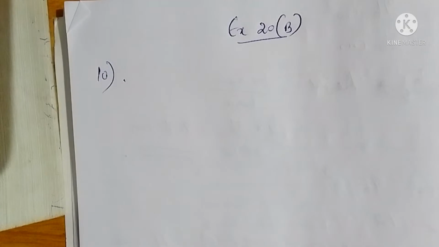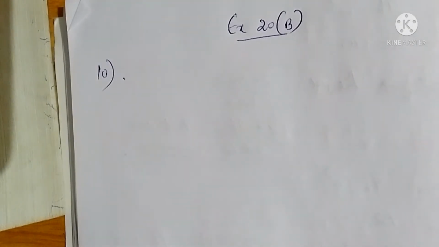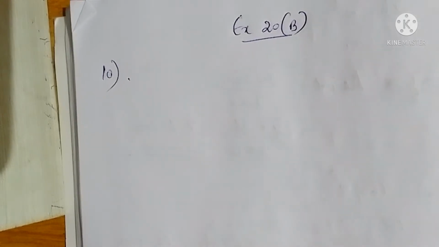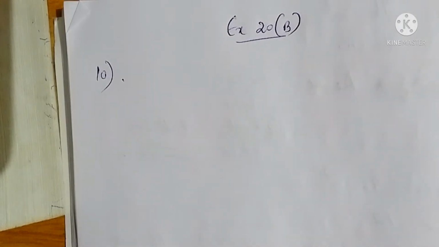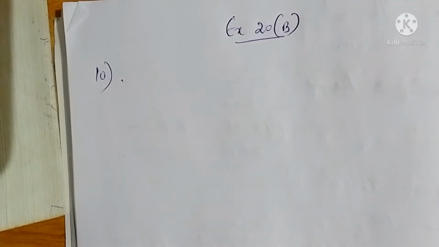So we have been discussing chapter 20, area of trapezium and polygon, in that exercise 20B. Next, 10th question: the length of a rectangle is 16 centimeter and its perimeter is equal to the perimeter of a square with side 12.5 centimeter. Find the area of the rectangle.